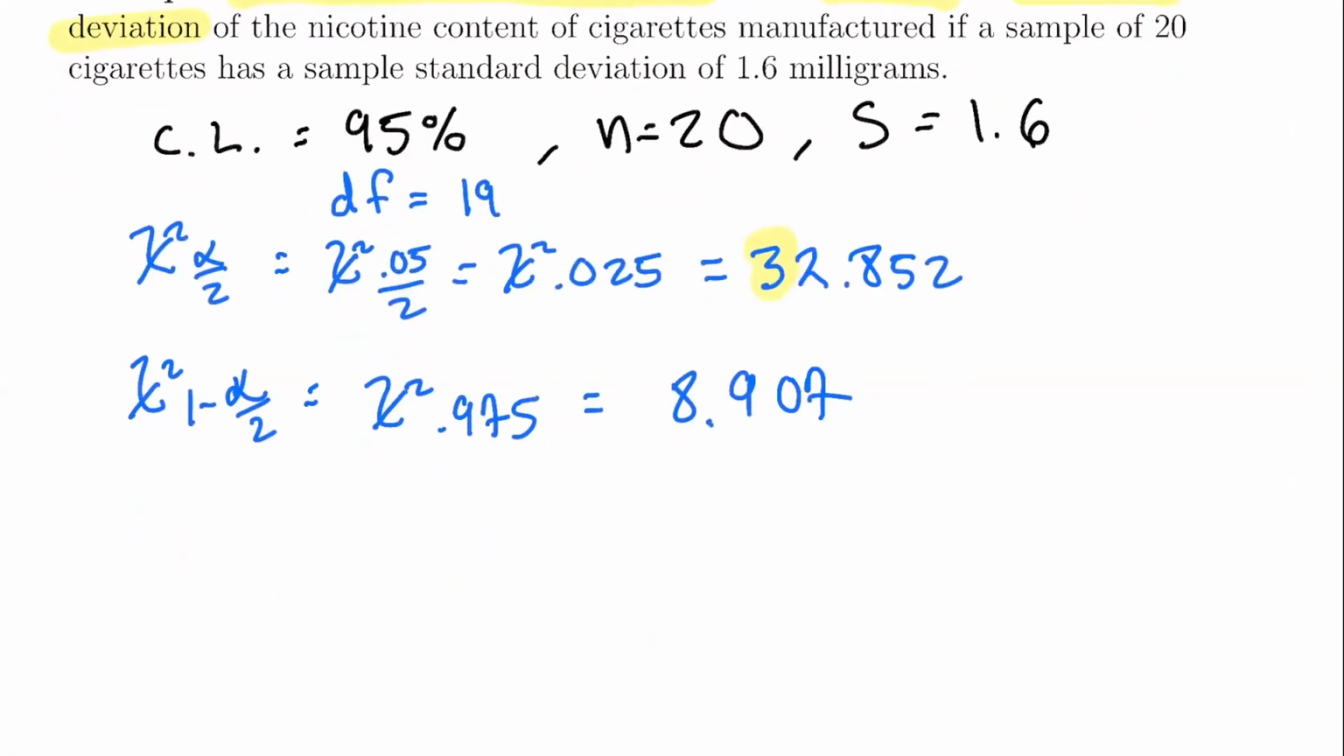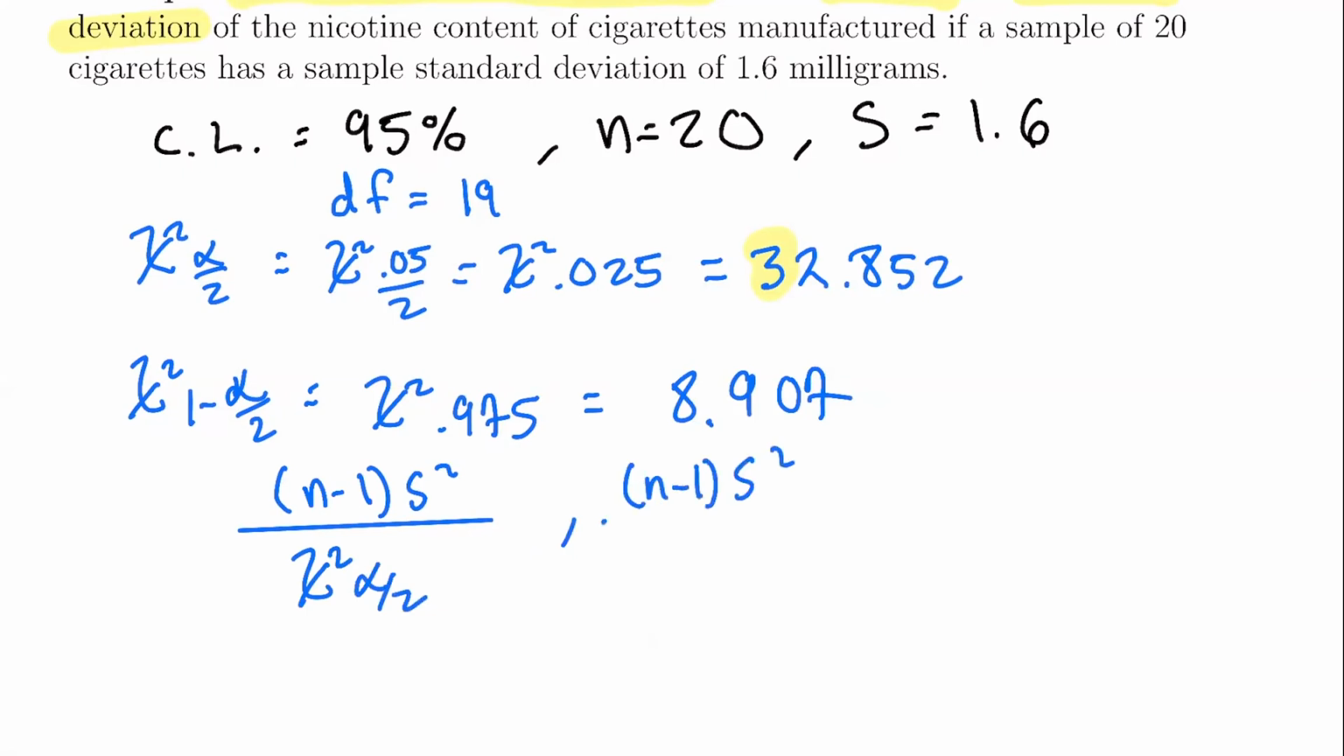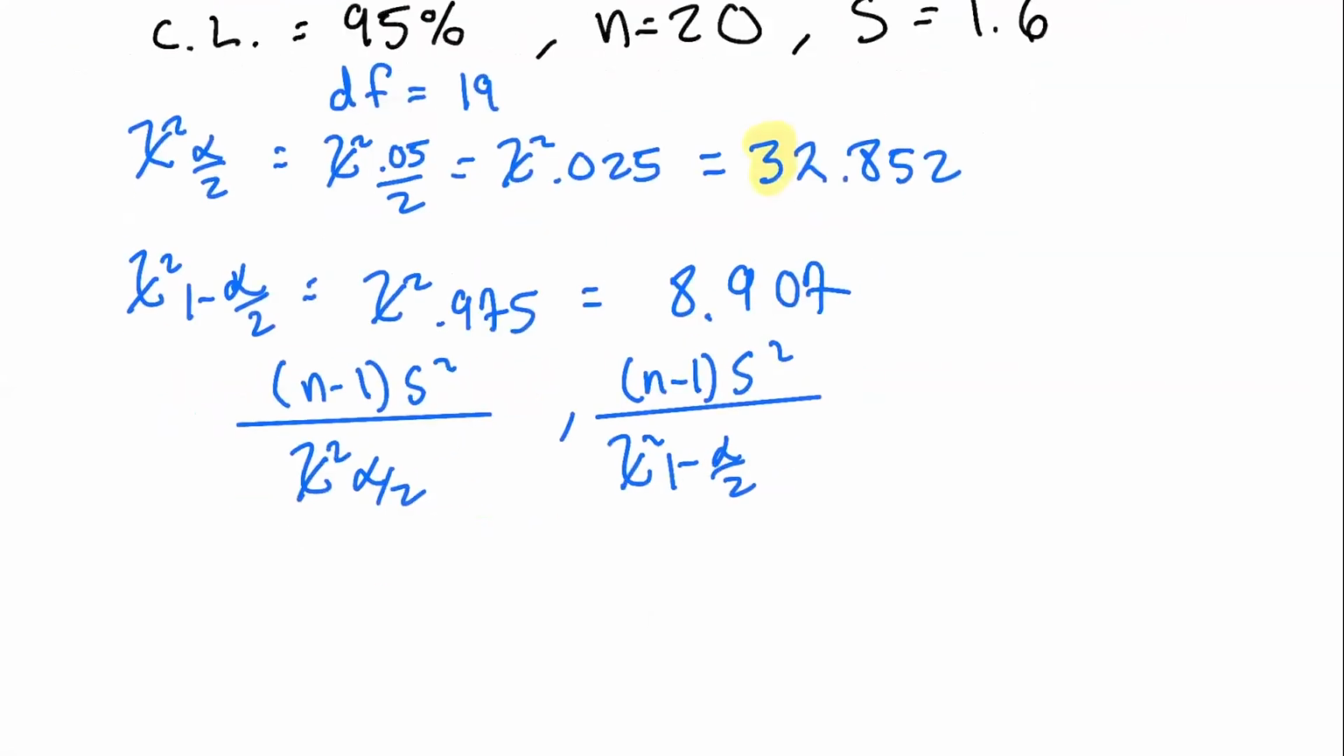All right. So I think I'm going to go ahead and do the formula. So the formula for variance is (n minus 1) s squared, all divided by chi-square alpha divided by 2. And then we also want to do (n minus 1) s squared divided by chi-square 1 minus alpha divided by 2. So I'm going to go ahead and substitute everything in.